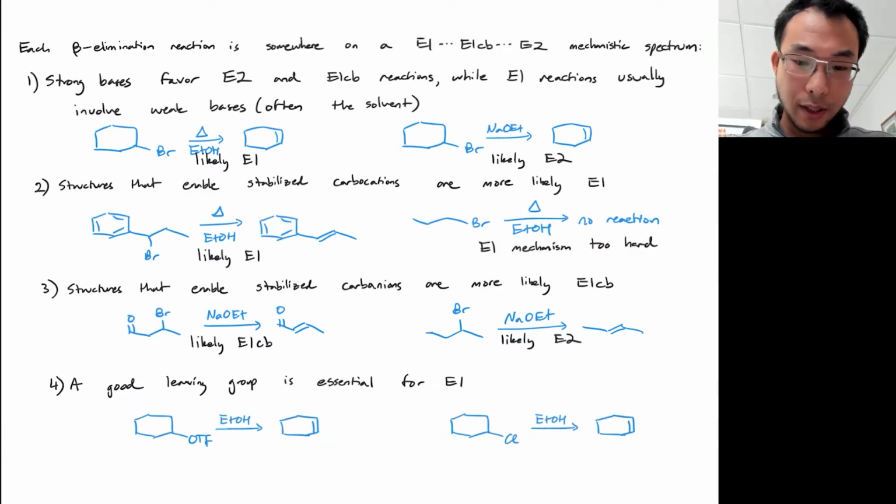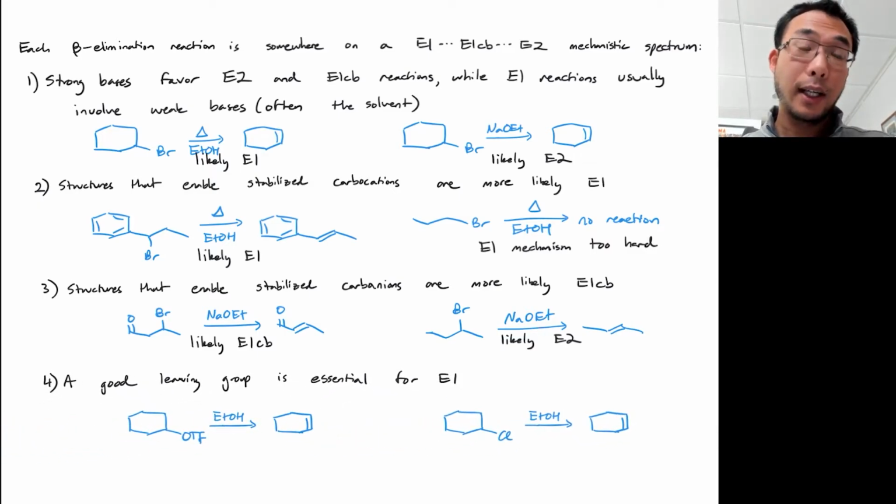Finally, we can also consider that in an E1 reaction, the only thing in the rate law is the molecule that contains the leaving group. And so what that means is that we really need a good leaving group for an E1 reaction to go kind of at a fast rate. And so what we would see, for example, here is that we have a triflate versus a chloride. And so in terms of leaving groups, at least, a triflate is a better leaving group than a chloride. And so we would expect, relatively speaking, to have a fast E1 in the triflate case and a slow E1 in the chloride case.